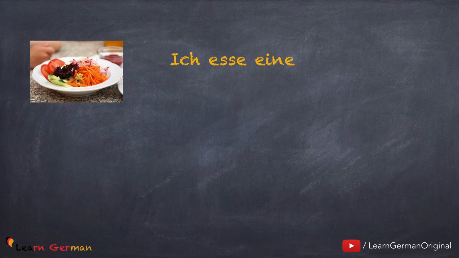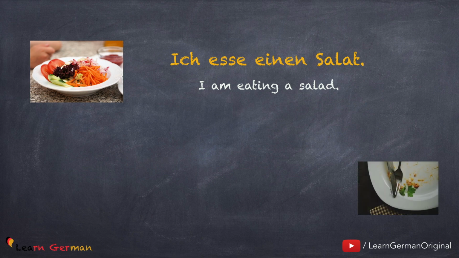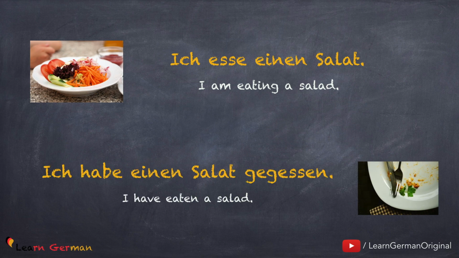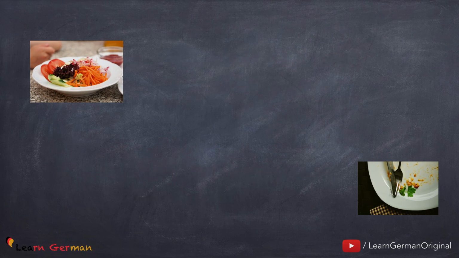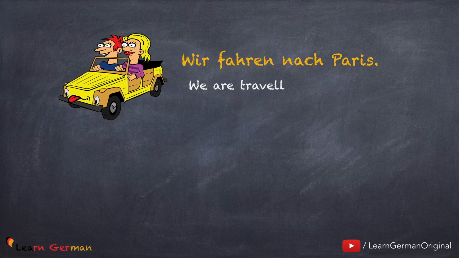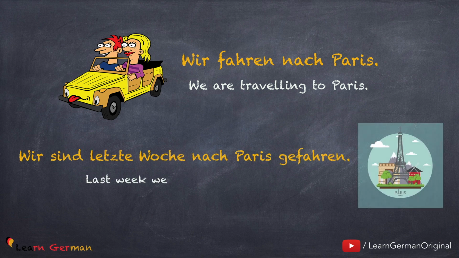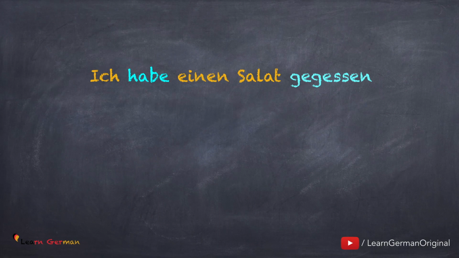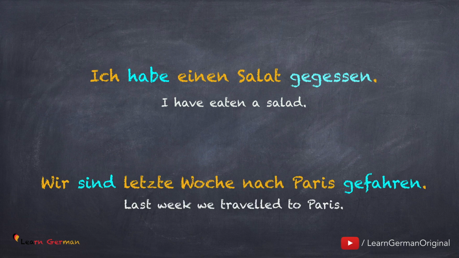Let's first look at a few sentences in present tense and in the past tense. Ich esse einen Salat. Once I'm done eating, it's in the past. Then you will say, Ich habe einen Salat gegessen. Let's move on to the next example. Wir fahren nach Paris. When something like this has already happened, you would say, Wir sind letzte Woche nach Paris gefahren. Now let's analyze the sentences. Ich habe einen Salat gegessen. Wir sind letzte Woche nach Paris gefahren.